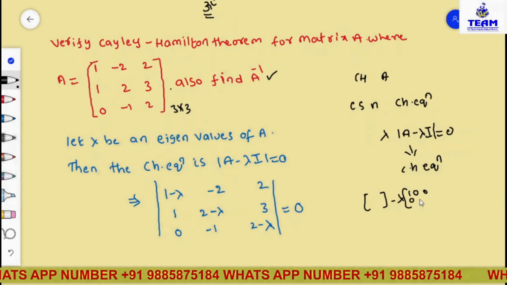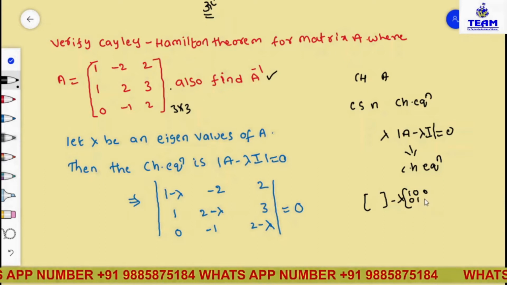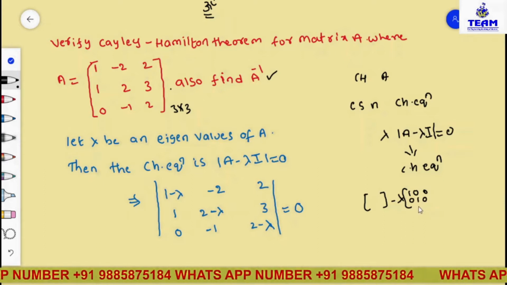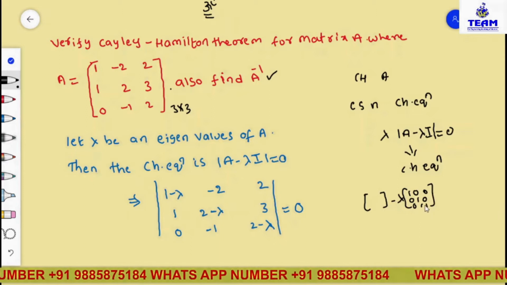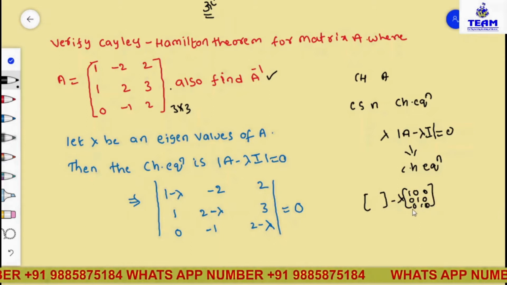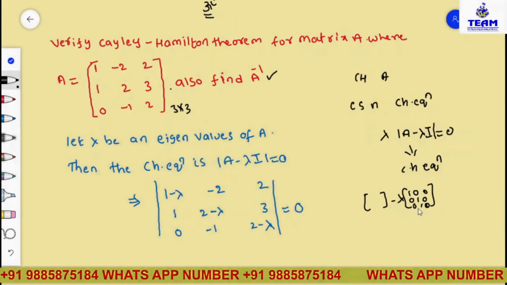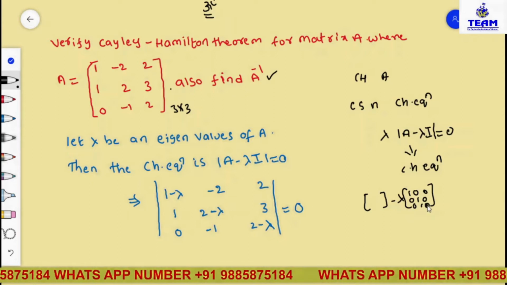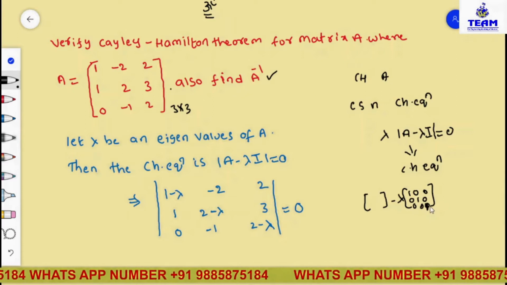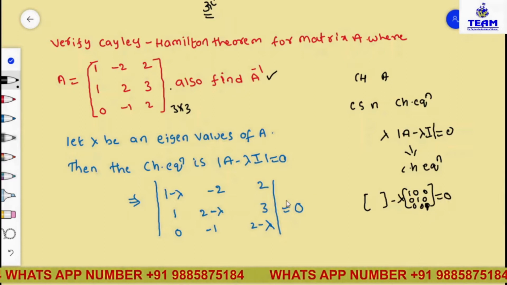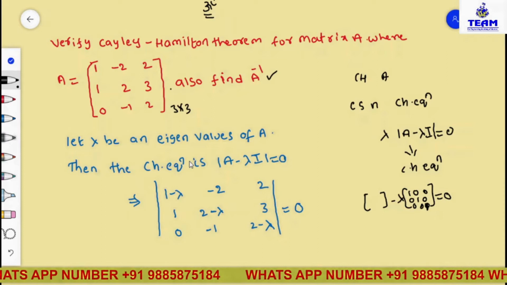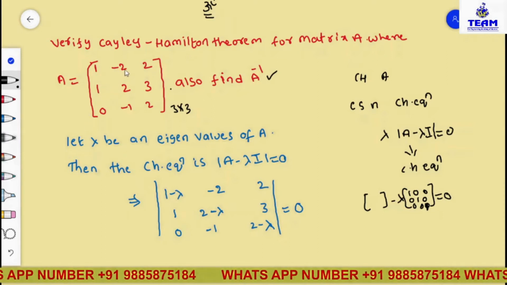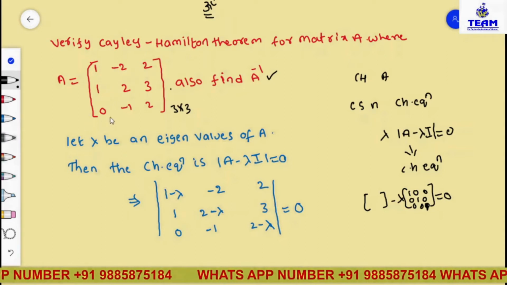If the order of the given matrix is 3, then the identity matrix is 1 0 0, 0 1 0, 0 0 1 that we have to take. I have written it wrong here, one moment please. 1 0 0, 0 1 0, 0 0 1, equal to 0. Then you will get the characteristic equation. Here you have 1 minus 2 2, 1 2 3, 0 minus 1 2.